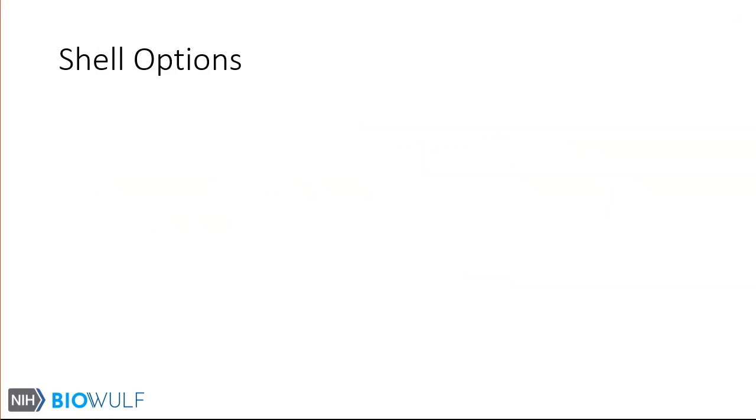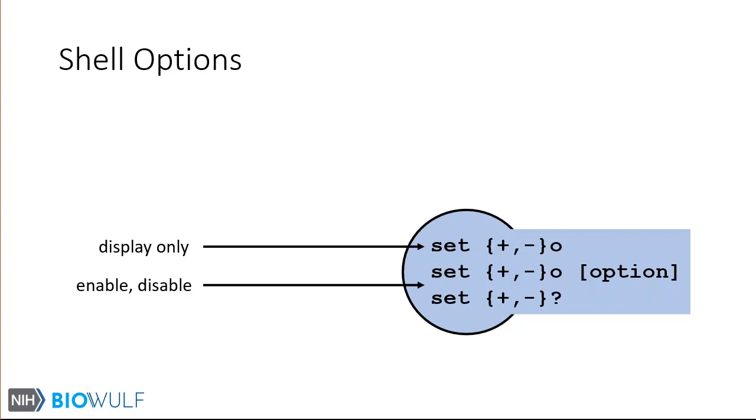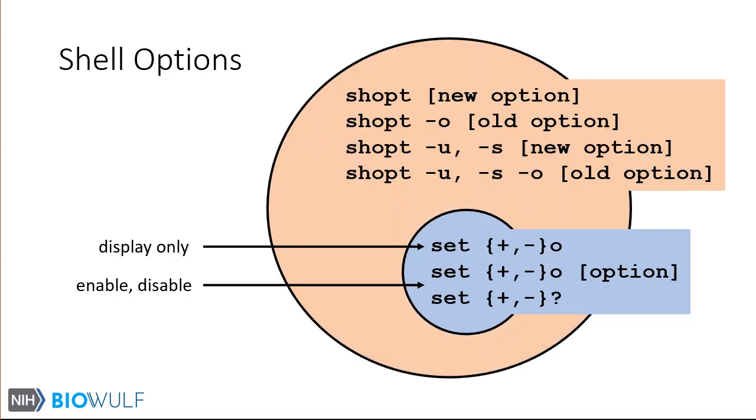Let's review what we've seen so far. The set command allows us to configure the old options using -o and +o. The set command followed by either only plus or -o will display the options. Including the actual option name will change the configuration, as well as giving exact single character options. Both the old and new options can be configured using the shopt command.